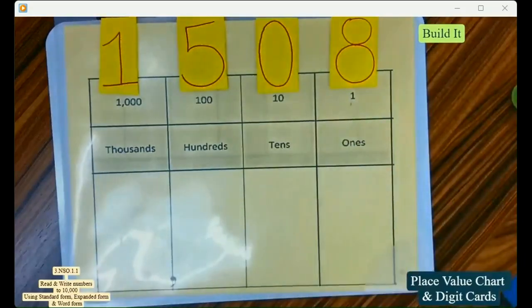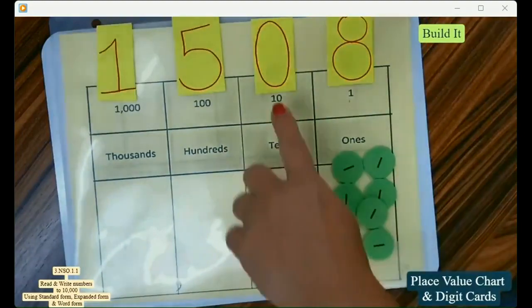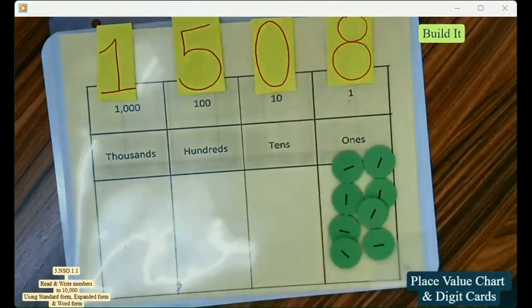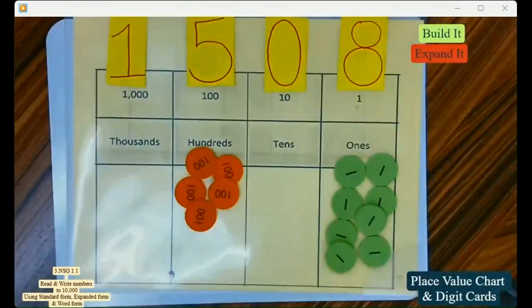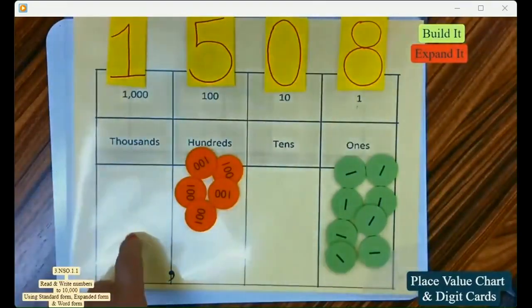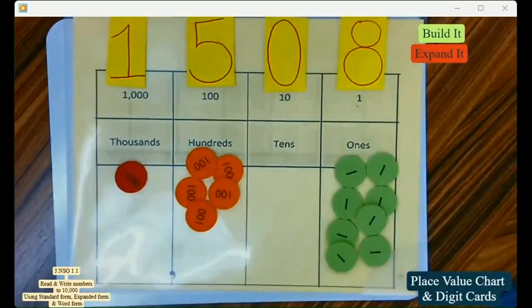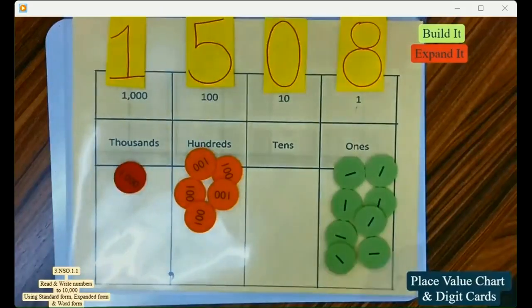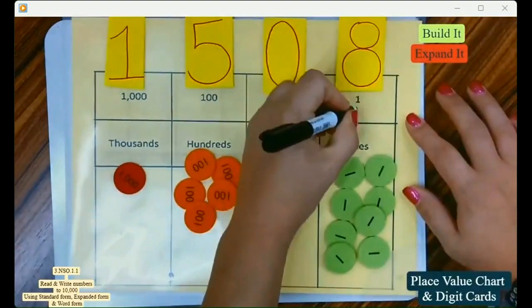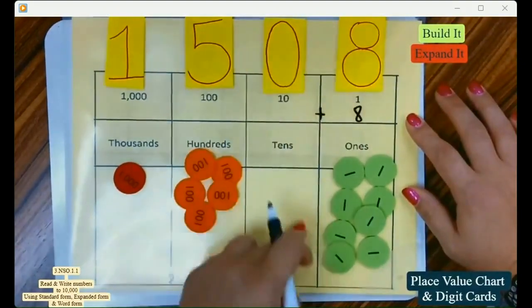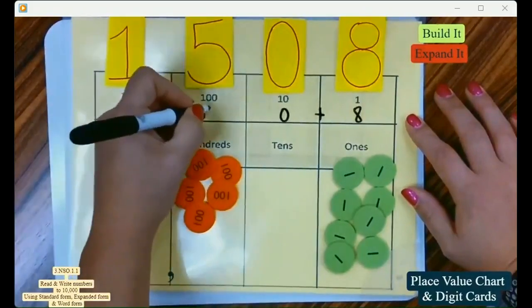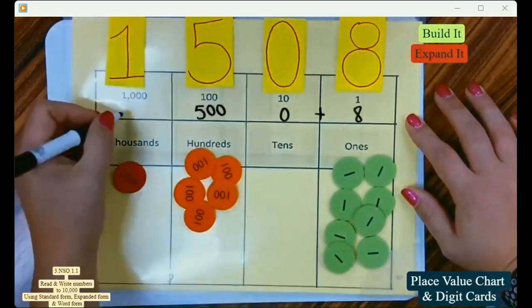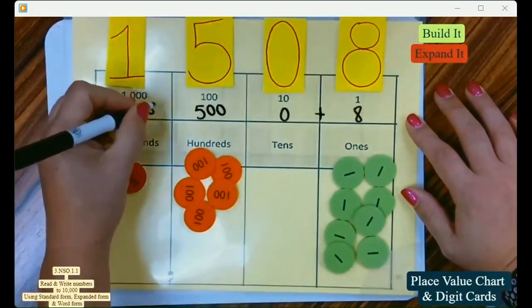In this situation, I've now given students a 0 in the tens place. Students need to understand that when a number has a 0, it just means that there's no value in that place value. Again, having students build it and then expand it really puts the emphasis on the value that the digit has in this number.